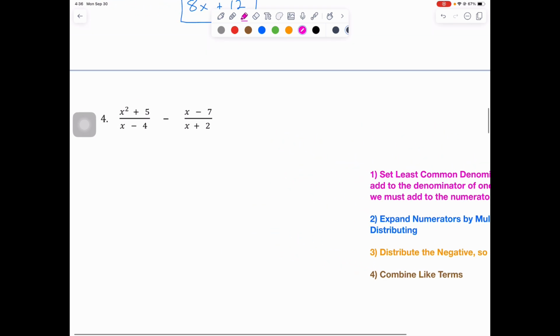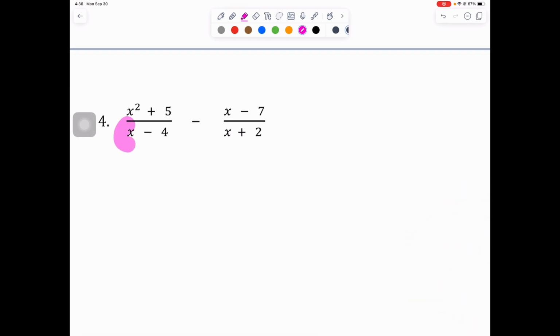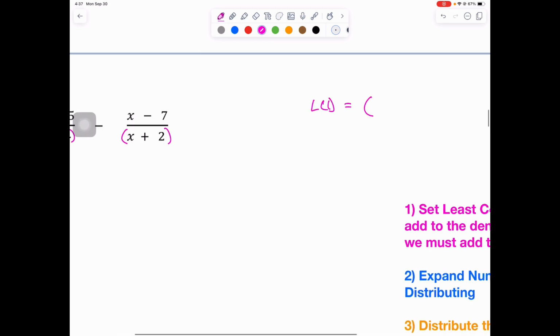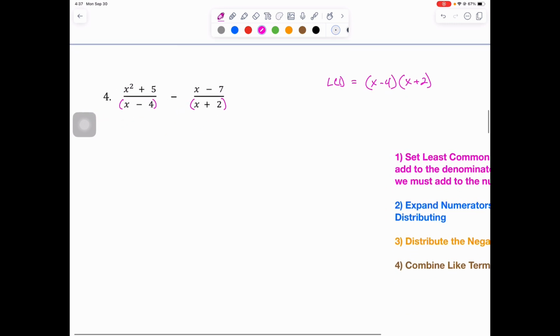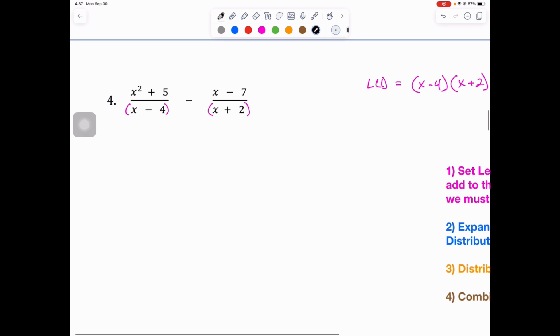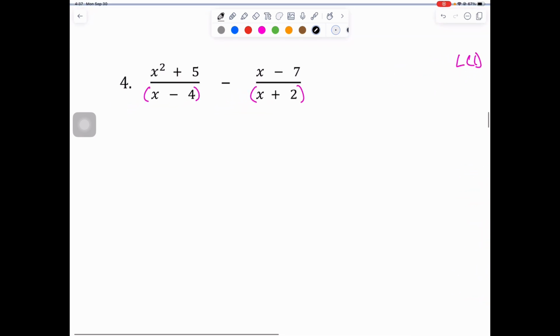Well, let's take a look. In order to find that, we're simply just going to take our x minus 4, sorry about that, highlighter, did not mean to, and our x plus 2. All right, so our LCD, our least common denominator, is equal to x minus 4 and x plus 2. All right, we need to rewrite this. And I'm only going to do the original in black and in pink what we have to add for each. All right, so I'm going to take our x squared plus 5 in our numerator.